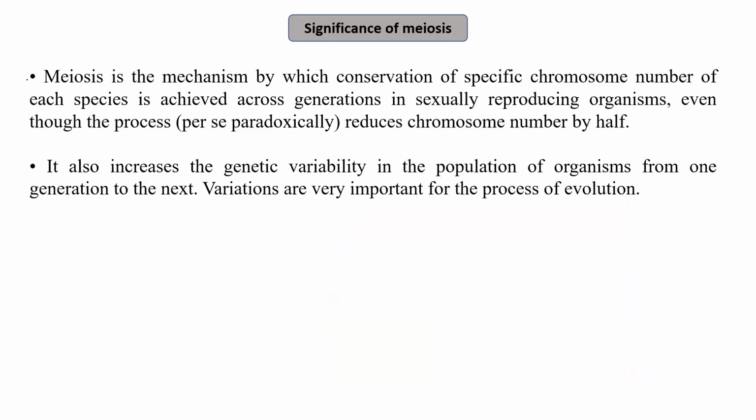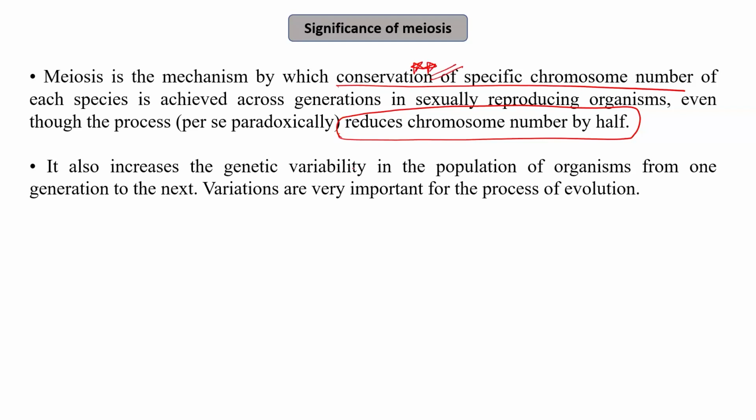Now, what is the significance? As I mentioned, it is the mechanism by which the chromosome number is conserved across the generations. Because if the reduction of chromosomes does not happen at the earlier stage, then in sexually reproducing organisms there will be a duplication of the chromosomes in every further generation. Therefore, this process helps in reducing the chromosome number by half, and therefore helps in maintaining a specific number of chromosomes across the species.